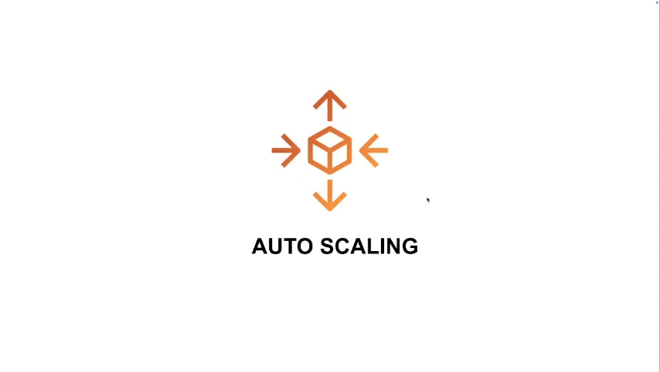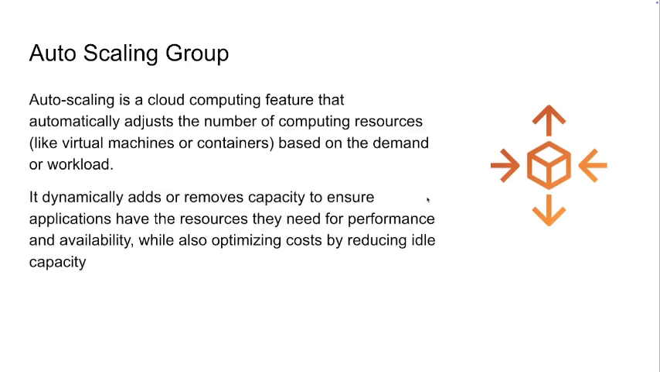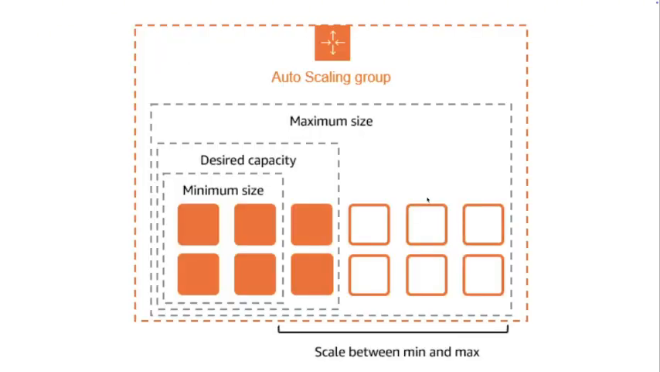Alright, welcome to auto scaling. Auto scaling is a cloud computing feature that automatically adjusts the number of computing resources based on the demand or workload. It dynamically adds and removes capacity to ensure applications have the resources they need for performance and availability, while also optimizing cost by reducing idle capacity. Alright, so this diagram would explain what autoscaling actually does.